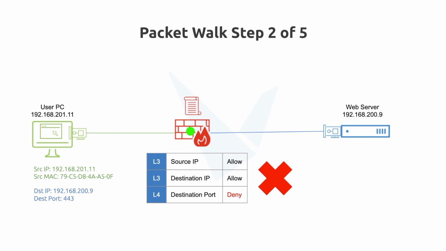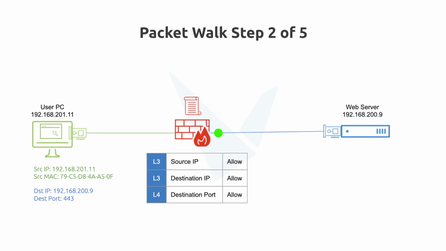But what if one of the rules says to deny this destination port? The packet will not be released to go to the destination and will be blocked at the firewall level. Once again, this is a very common use case of our layer 4 network-based firewall.